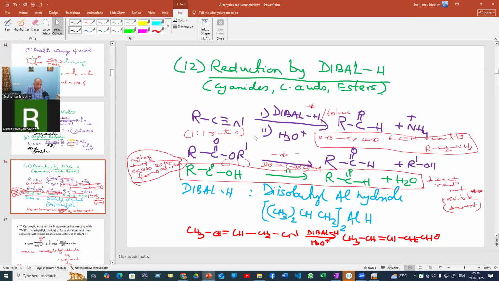From cyanide, which reagent did we use before to get a ketone from alkane nitrile?